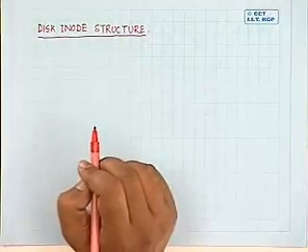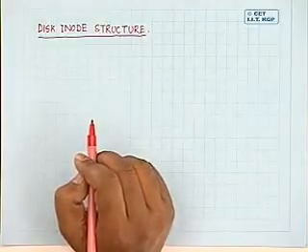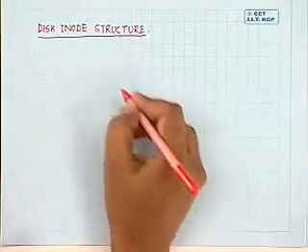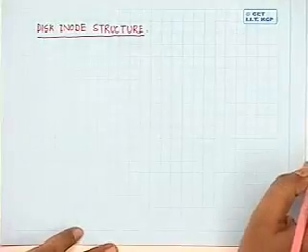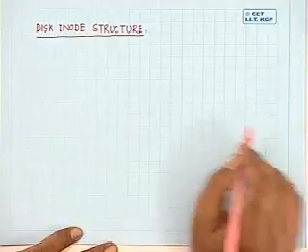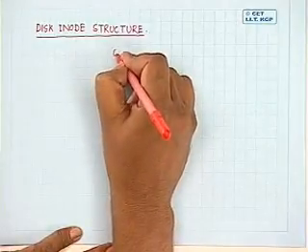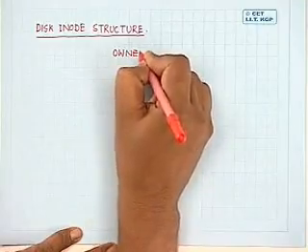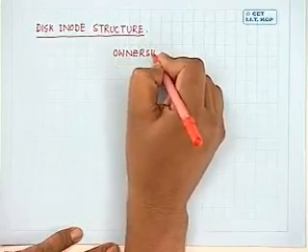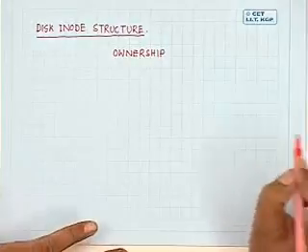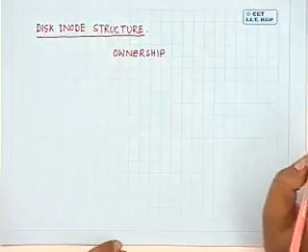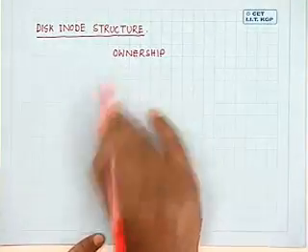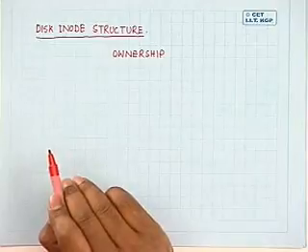The disk inode contains a number of fields, and every field will contain some information. The first information that you have to have in the disk inode, or the first field that you have to have in the disk inode, is the ownership specification of the file. That is, you have to specify who is the owner of a particular file, and that specification is contained in one field in the disk inode.